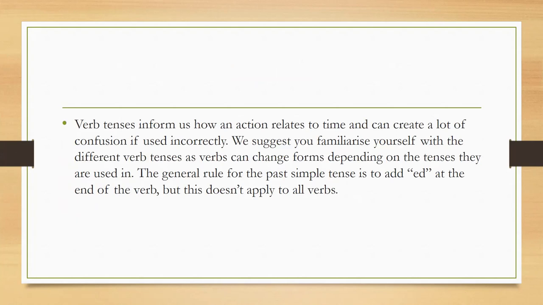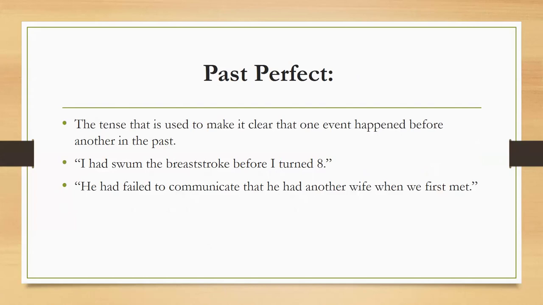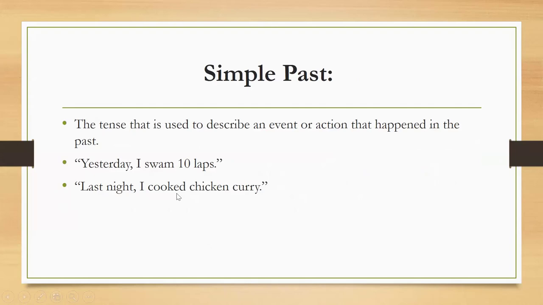Yeah. So verb tenses inform us on how actions relate to time and can create a lot of confusion. The general rule for the past simple tense is to add ed at the end of the verb. But that is not always simple. The general rule for turning a present tense into a past tense is simply to add ed. So you see the word cook here, we add ed to it, and we have cooked.